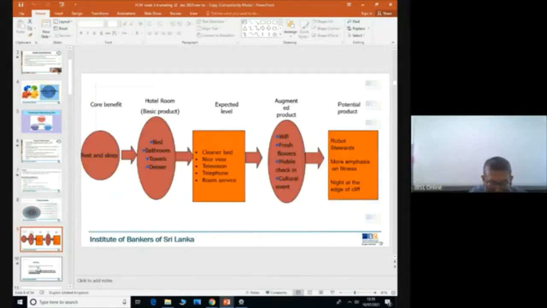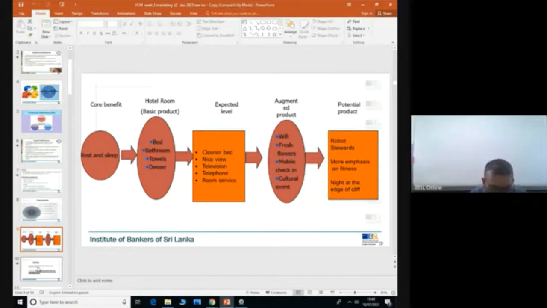The basic product means the physical features of the product. Say for a mobile phone, you may have a dialing facility, special features, and a display. Those are specific, physical features of the product. We call them the basic product, the physical features of the product. What is the next level?